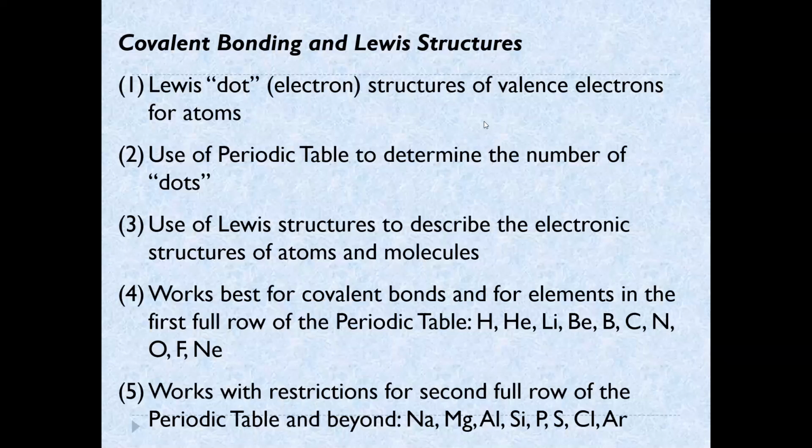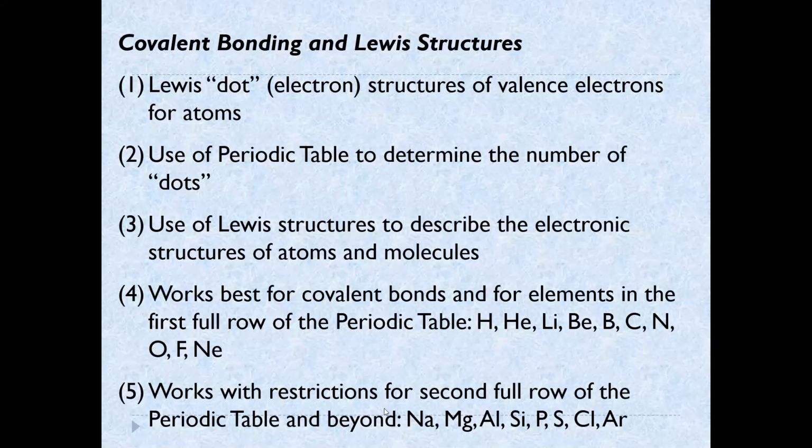Thank you. So we use the periodic table to determine the number of dots. You know that group 1 elements have 1 valence electron, so sodium, lithium, potassium will all have 1 dot. Calcium and magnesium are group 2, they will have 2 dots. Beryllium will have 3, boron will have 3, carbon will have 4, nitrogen will have 5, oxygen will have 6, fluorine will have 7, neon will have 8. So the group they belong to on the periodic table dictates the number of dots that they have. It works very well for the first full row on the periodic table.